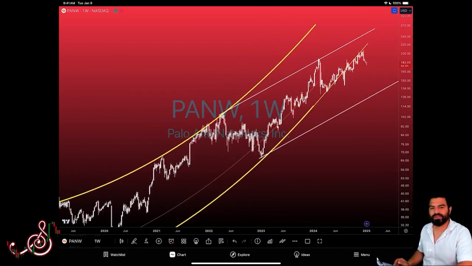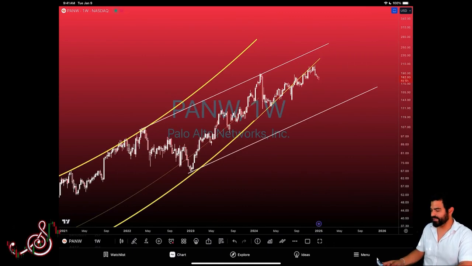Now I'm going to look at the volume in the smaller time frames as well to see if anything contradicts this information.